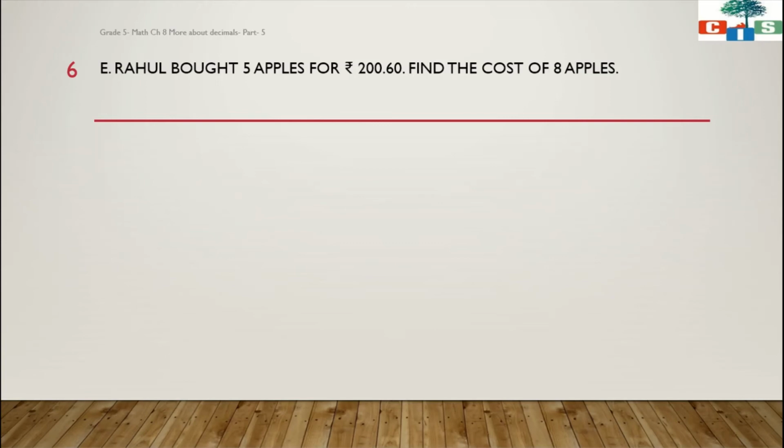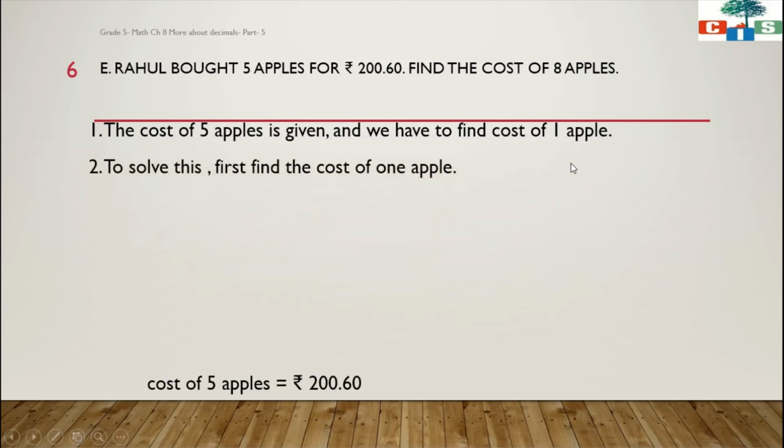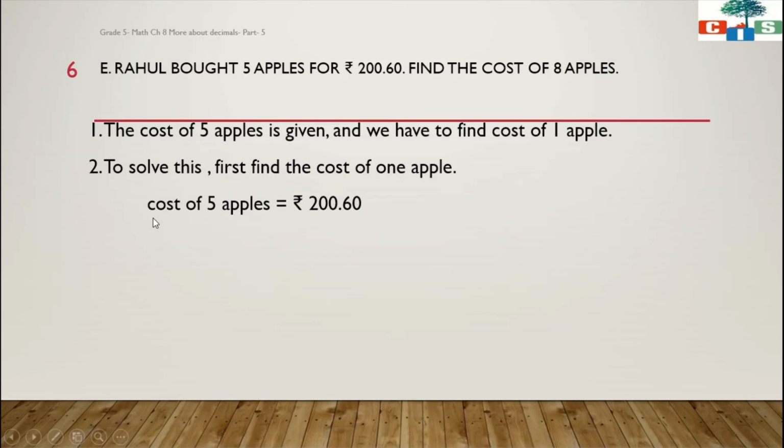How to do that? What we have to do for that? We have to divide 200.60 by 5 to get cost of 1 apple. Okay, let's see how to do it. The cost of 5 apples is given and we have to find cost of 1 apple. So see, we have to write these statements.